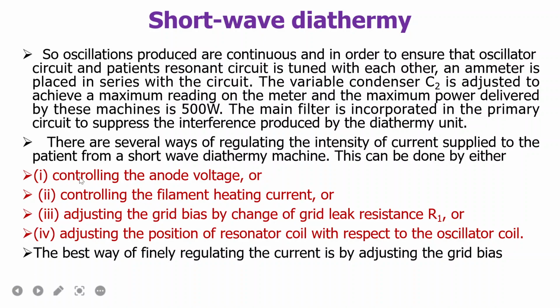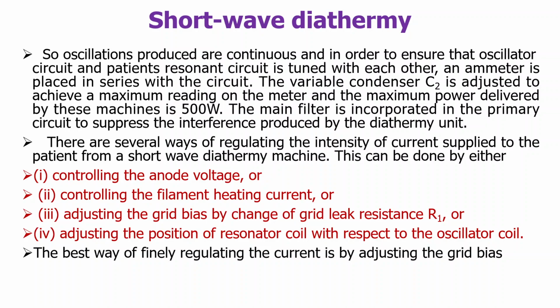We can see four methods are there: by controlling the anode voltage, by controlling the filament heating current, by adjusting the grid bias, by change of grid leak resistance, and by adjusting the position of the resonant coil with respect to the oscillator coils. So we can adjust the intensity of the current by doing the above things. The best way is adjusting the grid bias. That is the major thing. We can use this method for adjusting the intensity of the current.